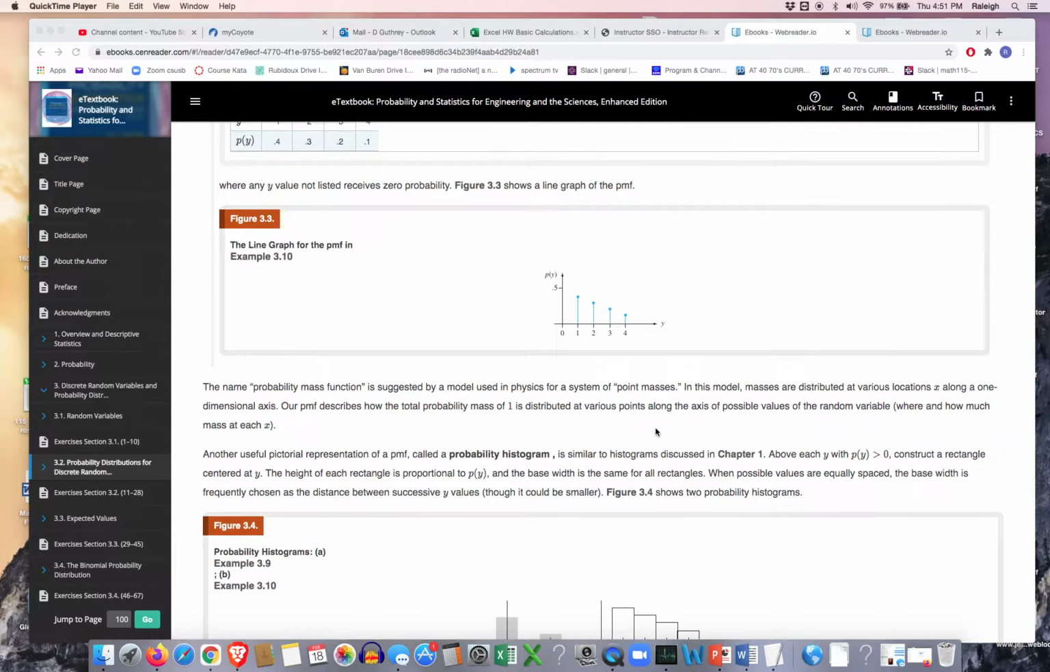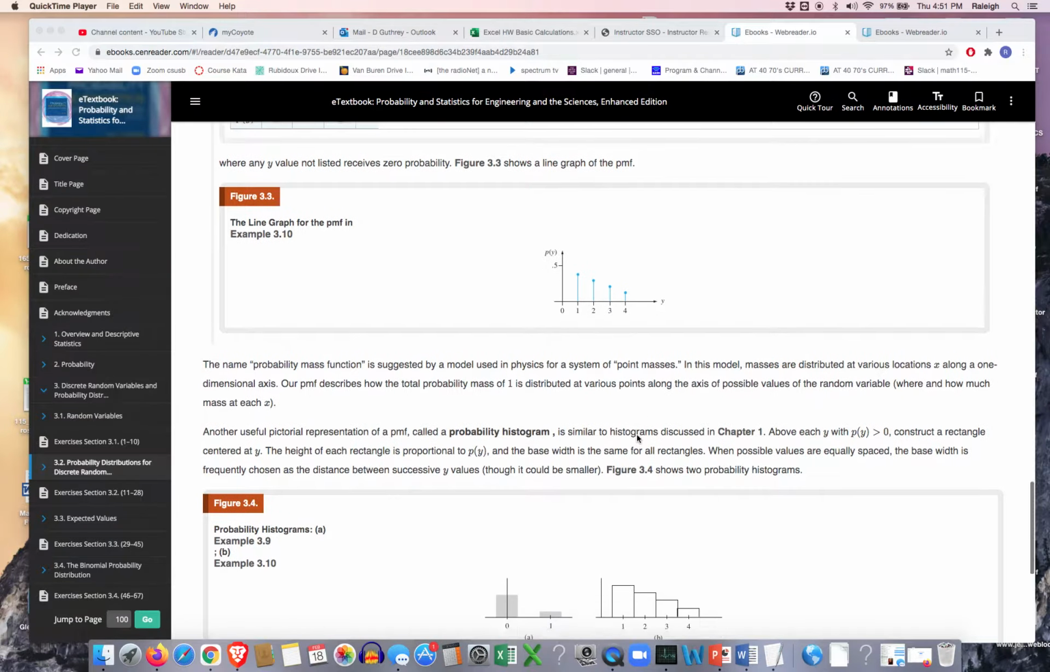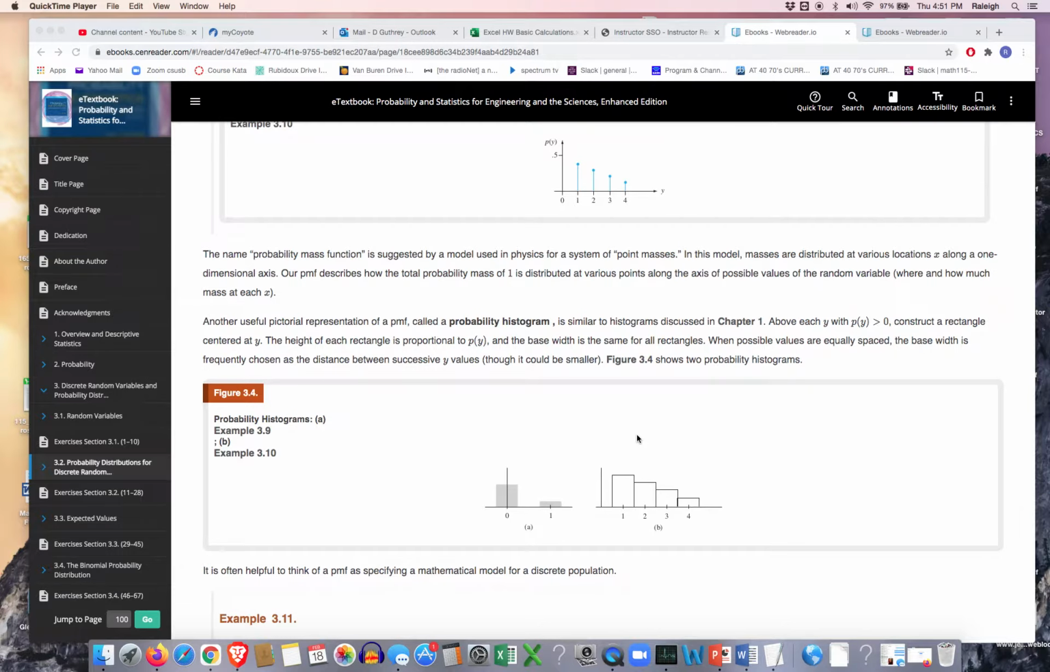And they talk about physics a little bit. You can take a look at that. More commonly used, though, is the probability histogram. And perhaps you've seen these to relate to what we just did.